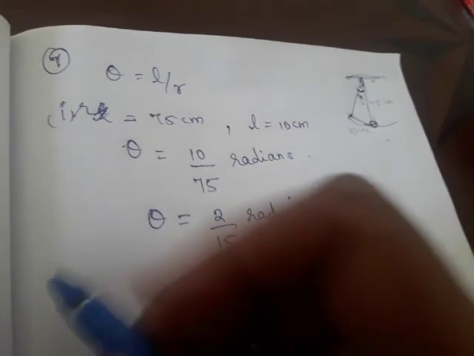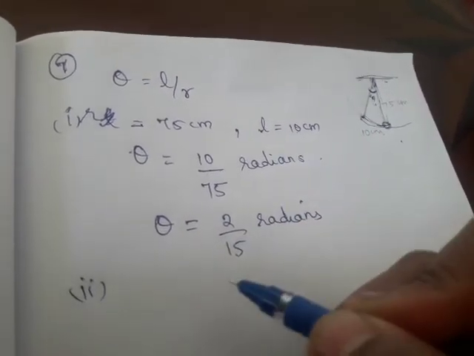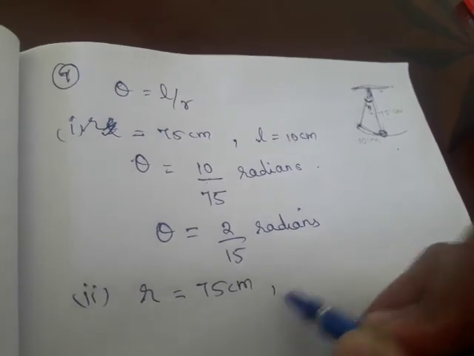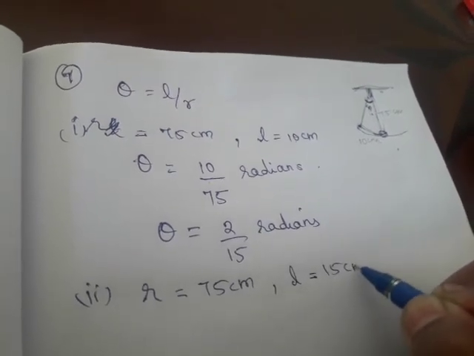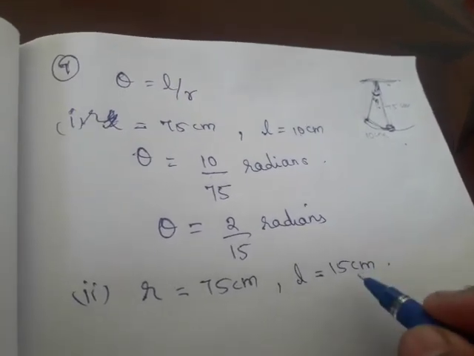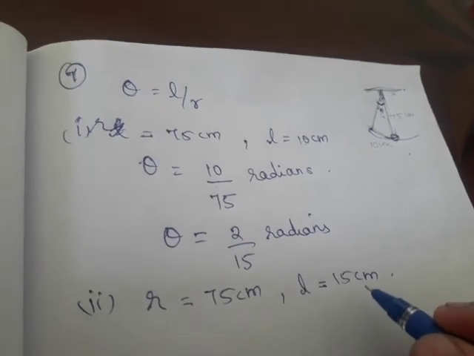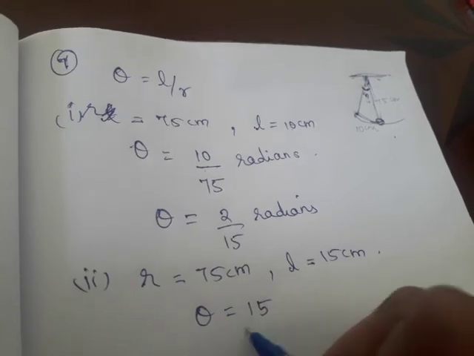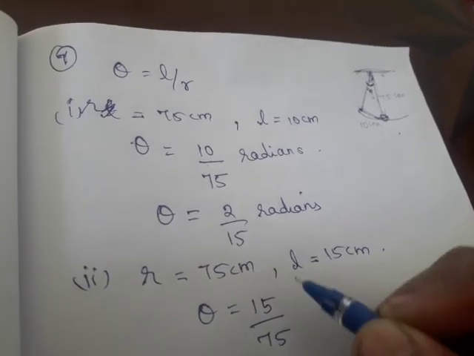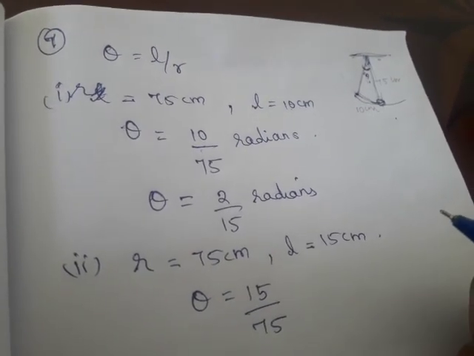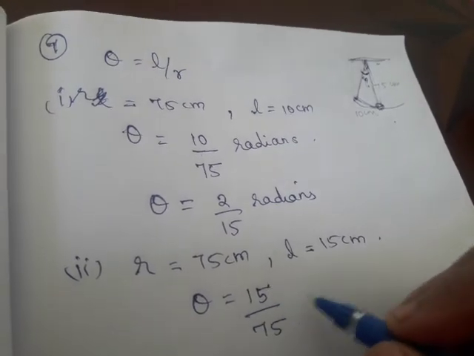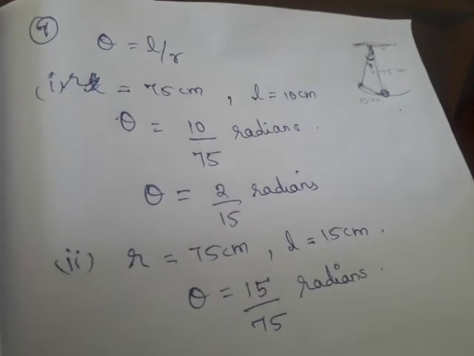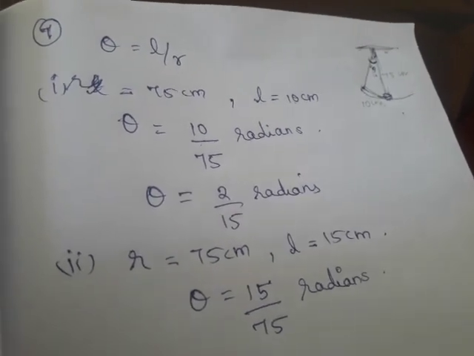That's it. Now this is a direct question actually. For the second subdivision, for all the subdivision, R is going to be 75 centimeter. L is 15 centimeter. Second subdivision, they have given the length of arc length as 15 centimeter. So theta is going to be L by R. So 15 by 75. Same way you can simplify and give your answer, right, in radians. Hope you can do the third subdivision by your own.